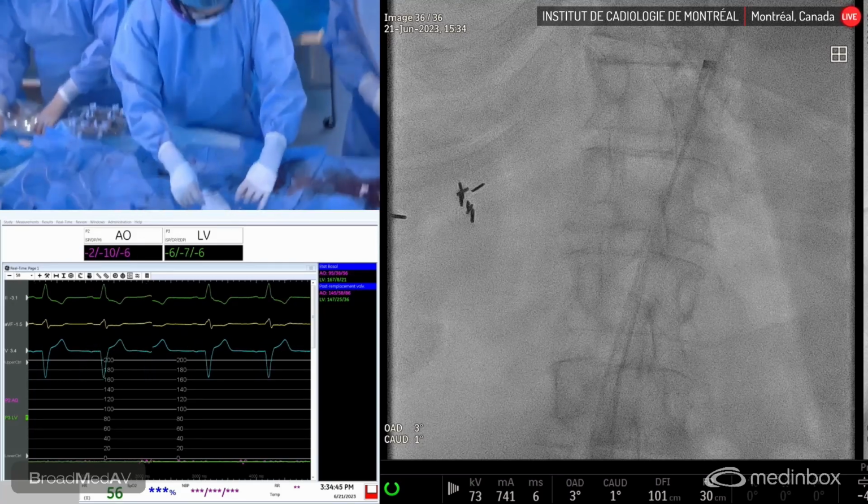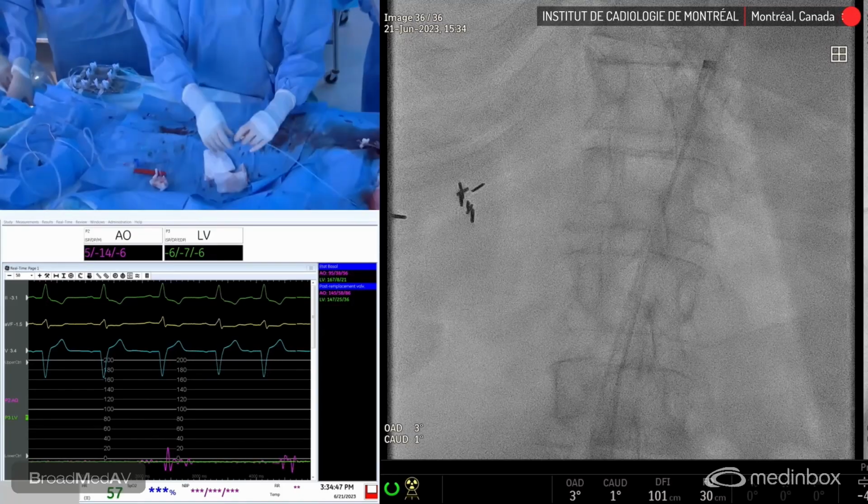What I'm going to do is do our crossover that we discussed previously, so I can take the puddle.